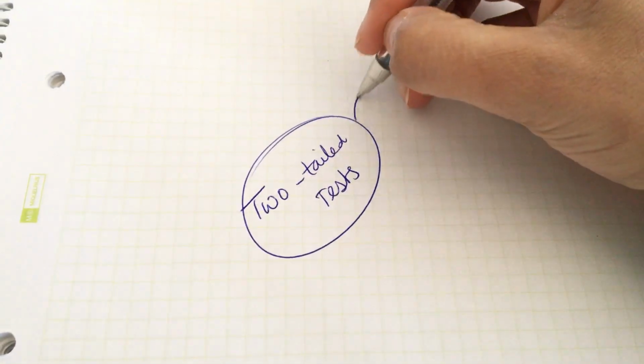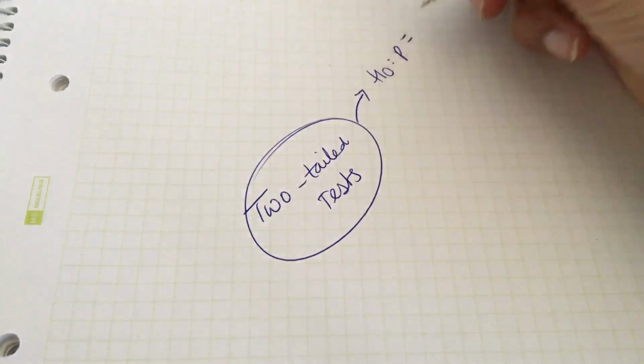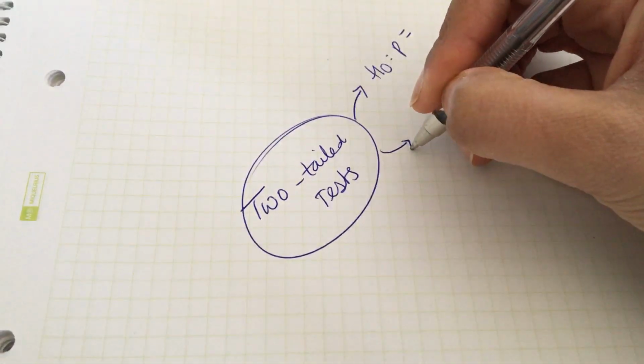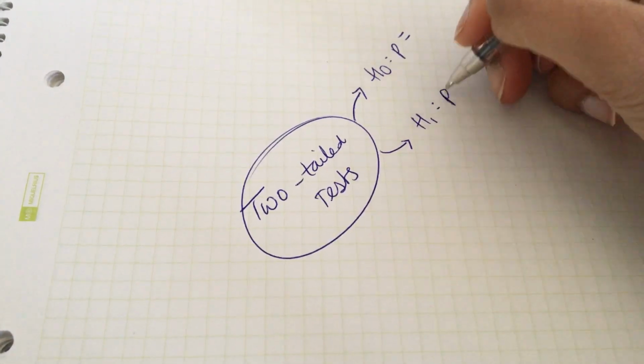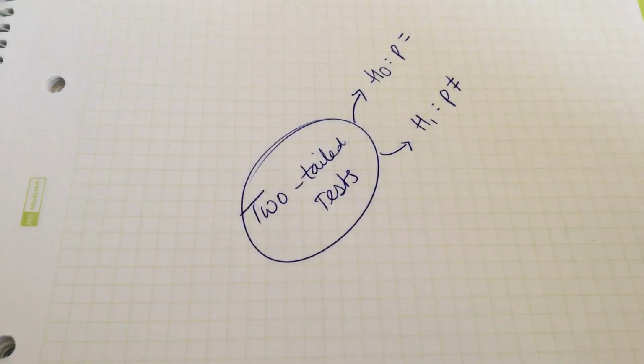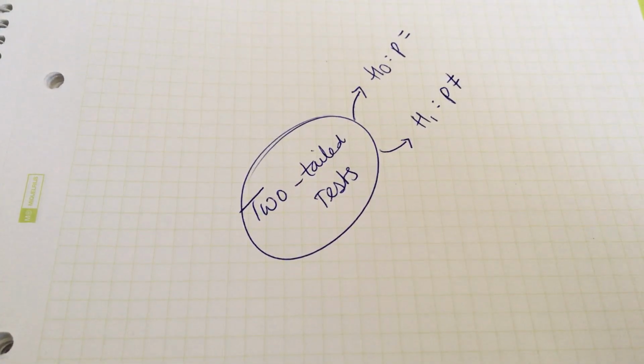And the most important thing is notation. So our null hypothesis is where probability equals whatever's been the norm. And the alternative hypothesis would be probability is not equal to that. So rather than doing greater than or less than, we don't know where the probability is going to go.